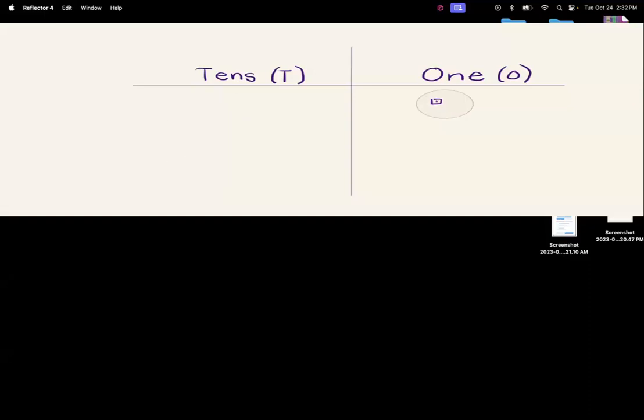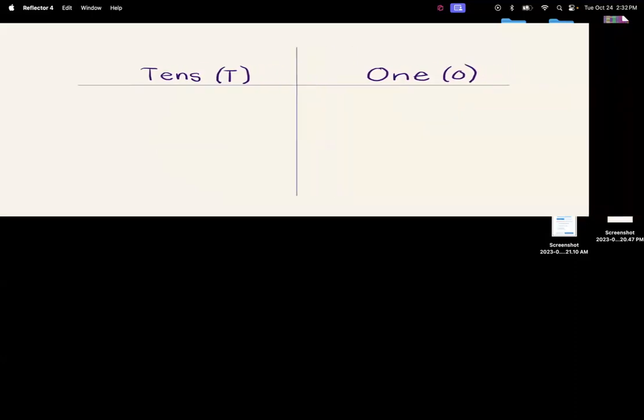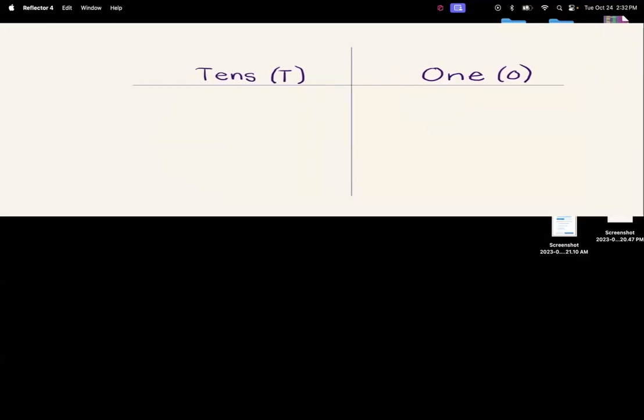So what we're going to do here today is talk about our tens and our ones. If I give you a number, like the number 2, how many ones cubes will you use to make the number 2? Ready? 1, 2. You would have 2 ones cubes.